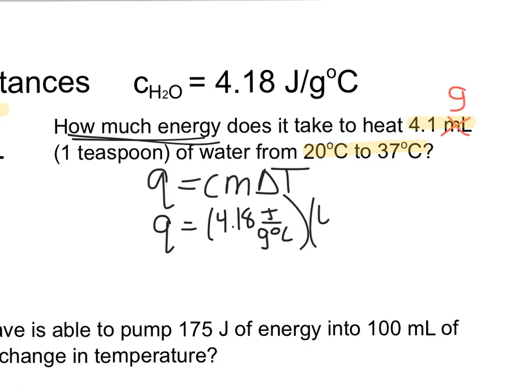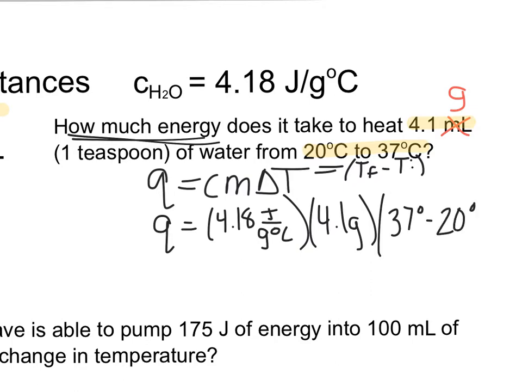Mass is going to be next, 4.1 grams. And lastly, delta T. Remember, delta T is the final temperature minus the starting temperature, or T initial. So our final temperature, we're going to 37 degrees. And we're going to subtract off our starting temperature, which is 20. Notice all the units are in there, degrees. If we want to be real technical, which I'm going to be, we can add the little C for Celsius.